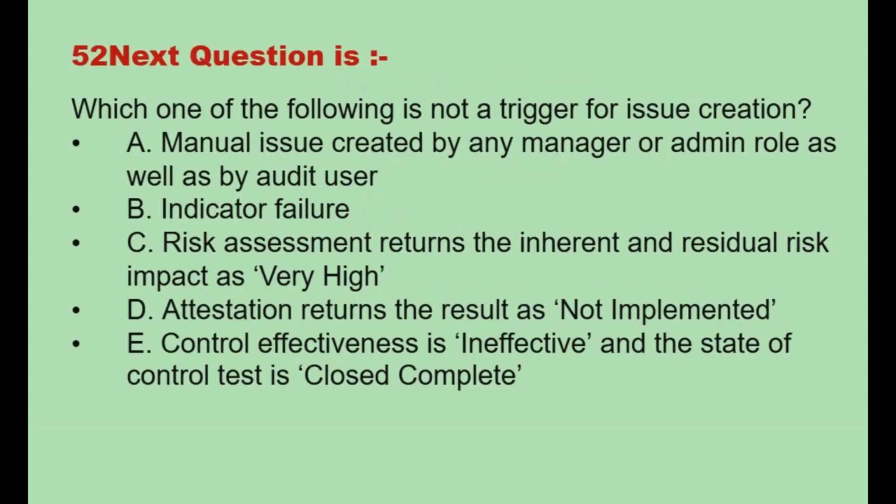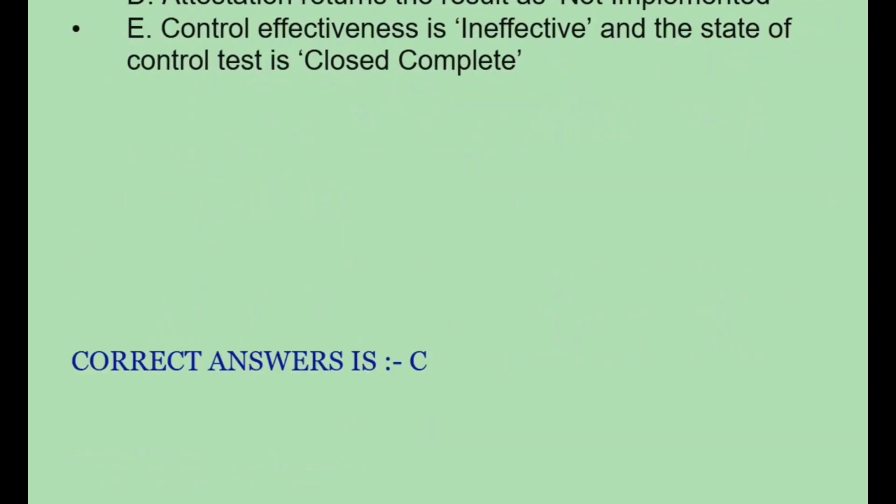Question is, which one of the following is not a trigger for issue creation? Option A, manual issue created by any manager or admin role as well as by audit user. Option B, indicator failure. Option C, risk assessment returns the inherent and residual risk impact as very high. Option D, attestation returns the result as not implemented. Option E, control effectiveness is ineffective and the state of control test is closed complete. Correct answer is option C.